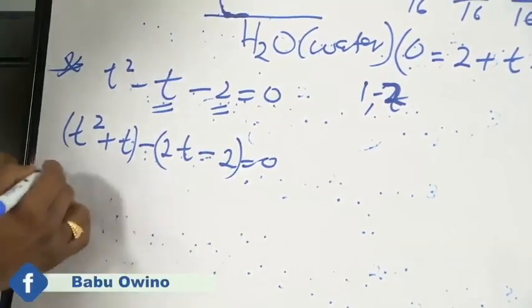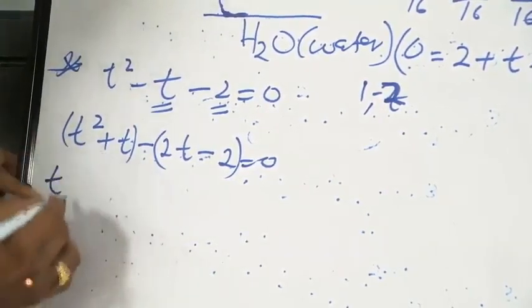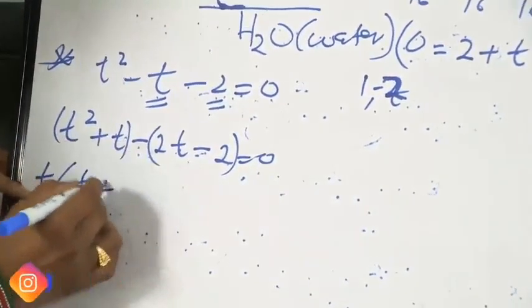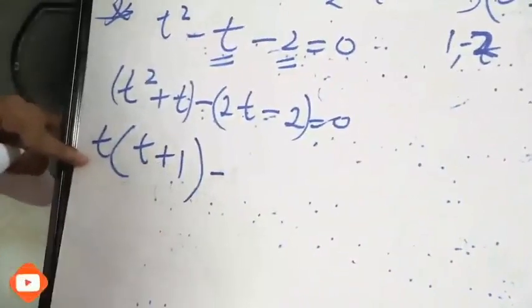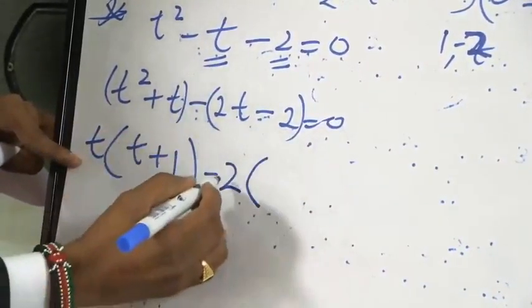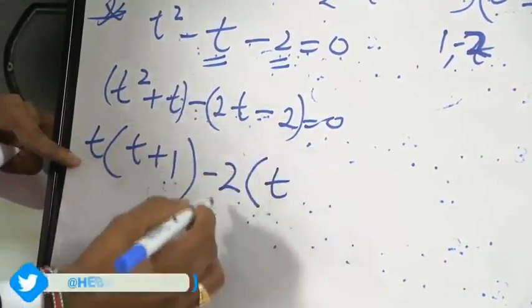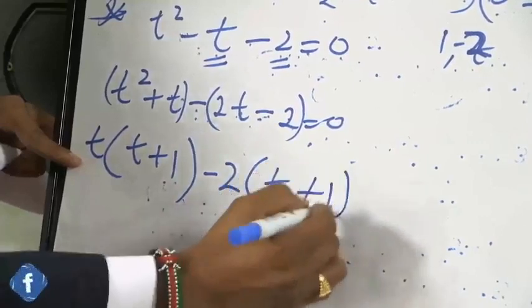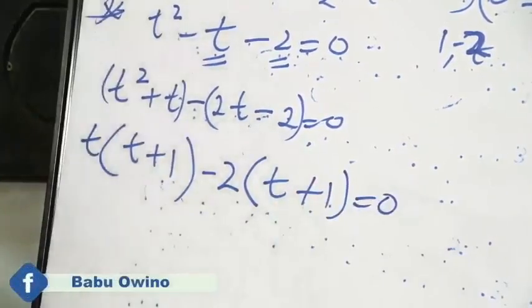We factor t out because t is common in the first part. Therefore, t into t squared, you get t. t into t, you get plus 1. Minus, the common factor here is 2, 2 into 2t is t. Then 2 into minus 2 is plus 1, equals 0.